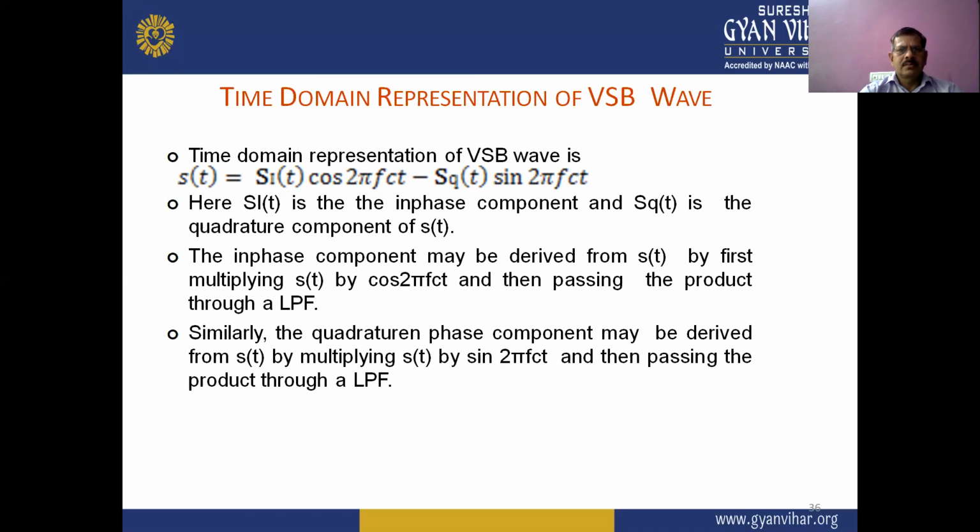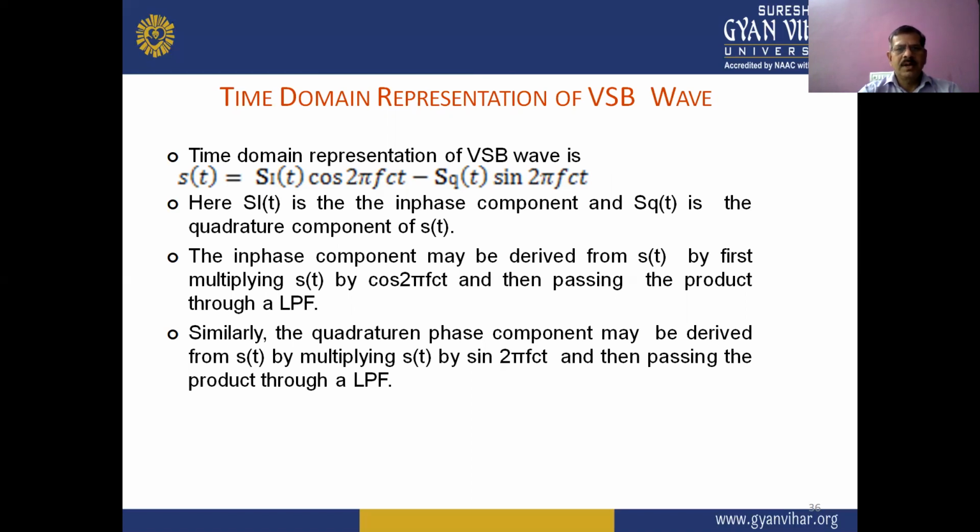The time domain representation of the VSB wave is s(t) equal to sI(t) cos 2 pi fc t minus sQ(t) sin 2 pi fc t. This is the time domain representation of the VSB waveform or VSB signal. Here sI(t) is the in-phase component and sQ(t) is the quadrature component of the time domain VSB signal.